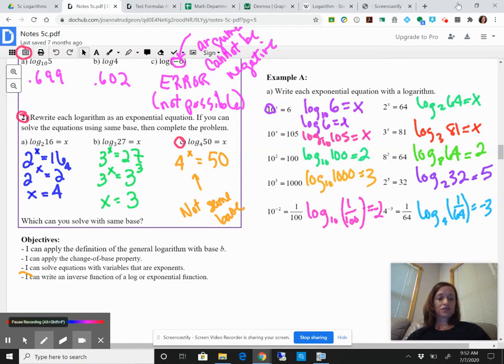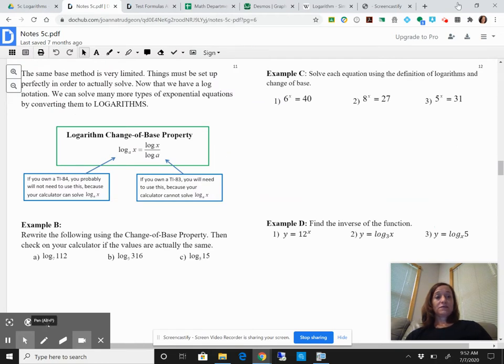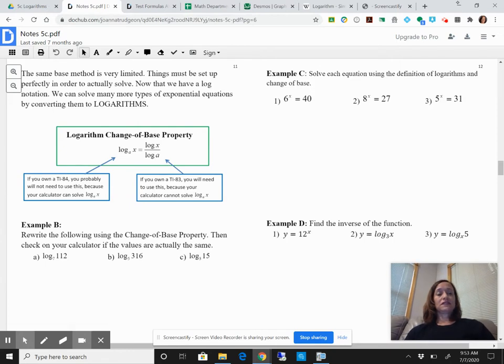All right, the next thing we're going to talk about is the change of base properties. So it says here, the same base method is very limited. Things must be set up perfectly in order for that to work, like we did in the warm-up, right? You have to have the number be something that you can write as the same base as the other side of the equation.